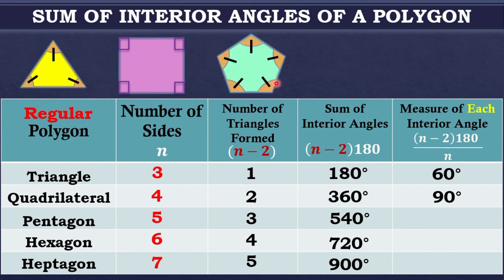Next, for pentagon, the sum of the interior angles of a pentagon is 540 degrees. Now, if we have a regular pentagon, then what is the measure of each? So, hahatiin natin yung 540 sa 5. So, we have 540 degrees divided by 5. Therefore, the measure of each interior angle is 108 degrees.